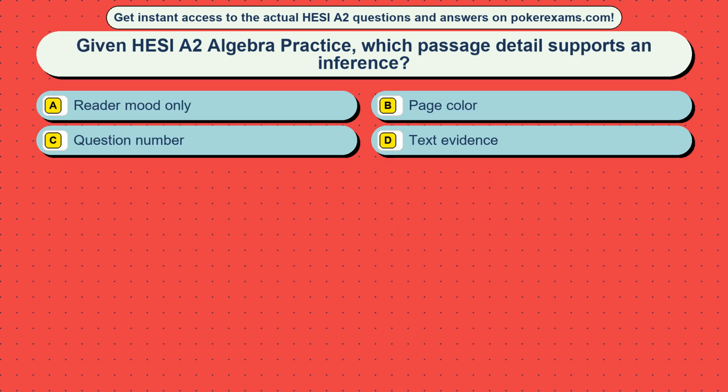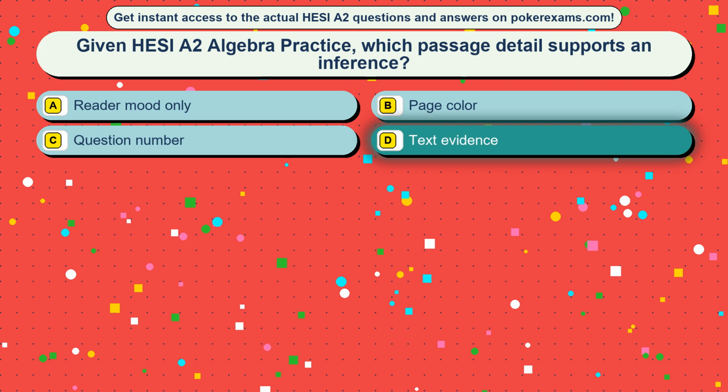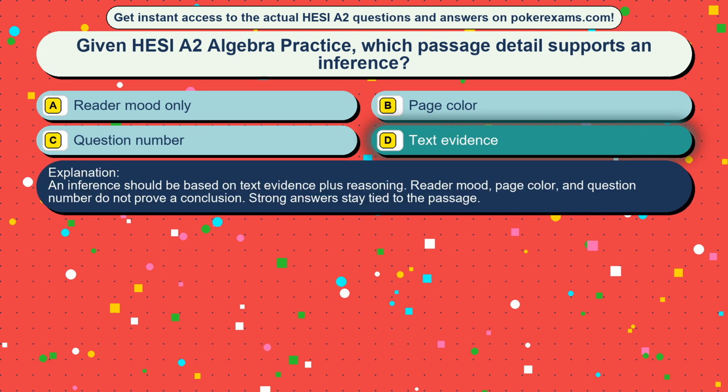Question 18. Given HESI A2 algebra practice, which passage detail supports an inference? Option A reader mood only. Option B page color. Option C question number. Option D text evidence. The correct answer is option D, text evidence. An inference should be based on text evidence plus reasoning. Reader mood, page color, and question number do not prove a conclusion. Strong answers stay tied to the passage.